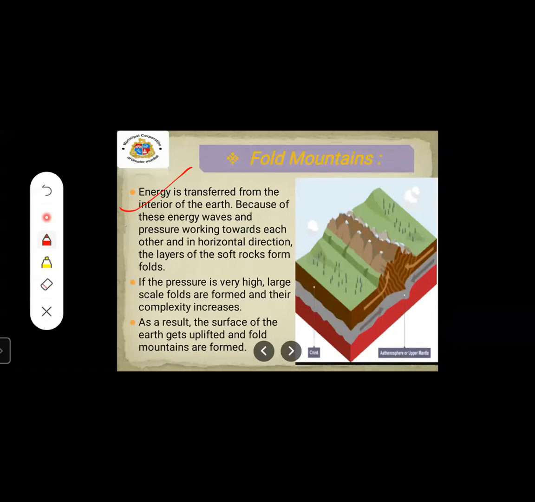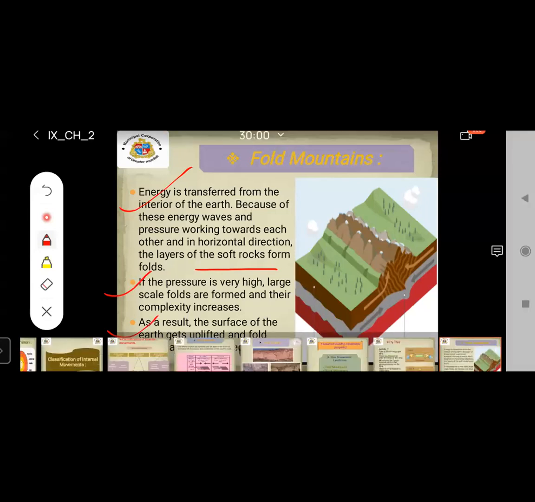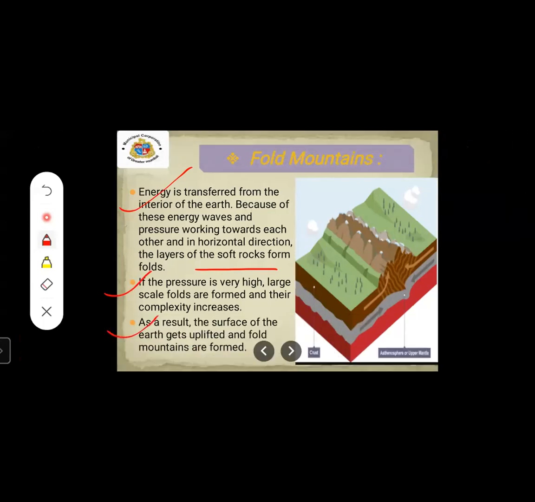Because of these energy waves and pressure working towards each other in a horizontal direction, the layers of the soft rocks form folds. If the pressure is very high, large scale folds are formed and their complexity increases. As a result, the surface of the earth gets uplifted and fold mountains are formed.